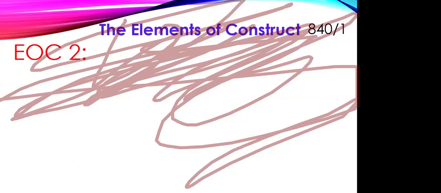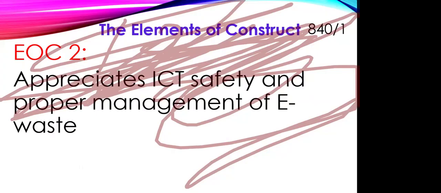This is for element of construct 2, which is for section B, part 1. In section B, part 1, we expect that the learner appreciates ICT safety and the proper management of e-waste. Electronic waste is becoming so rampant and is a very great problem in the country, actually globally. So element of construct 2 has 2 items, and these 2 items are all targeting your appreciation of safety in the public and also management of e-waste.